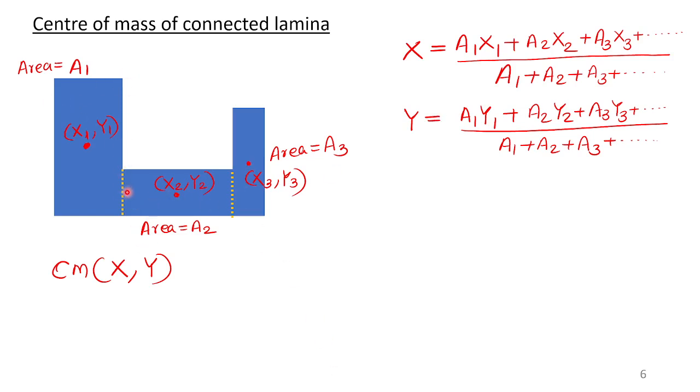My objective is to find the center of mass of the connected sheets, denoted by the position capital X, capital Y. Capital X is given by, it's very easy to memorize, (A1 X1 plus A2 X2 plus A3 X3) divided by (A1 plus A2 plus A3). Just memorize it, right? And the Y coordinate of the center of mass is (A1 Y1 plus A2 Y2 plus A3 Y3) divided by (A1 plus A2 plus A3). I have already discussed this in the last class.